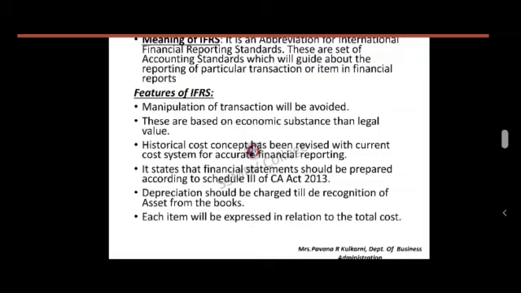Fourth point states that IFRS has made it compulsory to prepare the financial statements according to Schedule 3 of Companies Act 2013. Every organization has to prepare the financial statements according to Schedule 3 of Companies Act 2013. And it also states that depreciation should be charged on fixed assets till it disappears from the balance sheet. And the last feature is each item will be expressed in percentage of total cost.